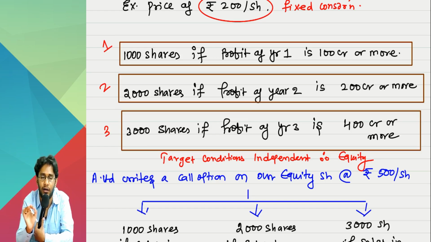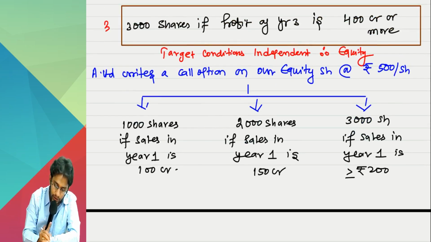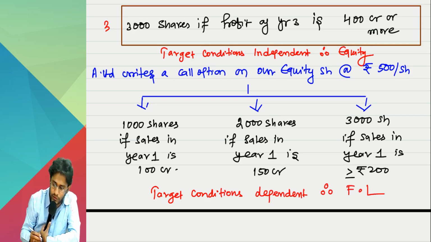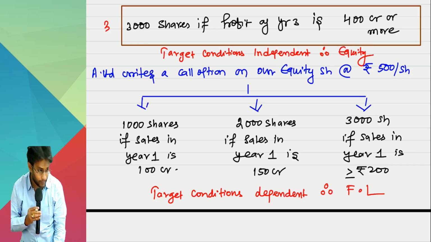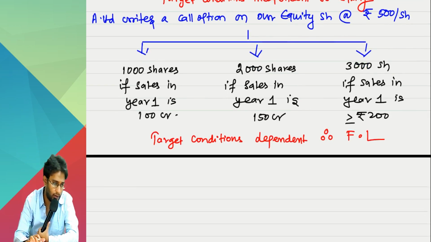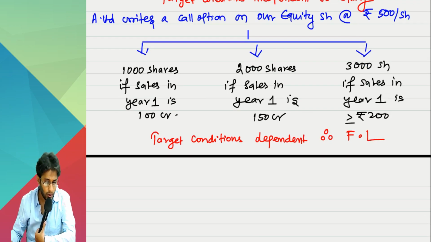Target conditions independent or dependent? Independent, equity. In the second case, sir, target conditions are interdependent, therefore financial liability. So this is the story of your F2F test. Over. Next. Post F2F test, we have to discuss compound financial instruments.